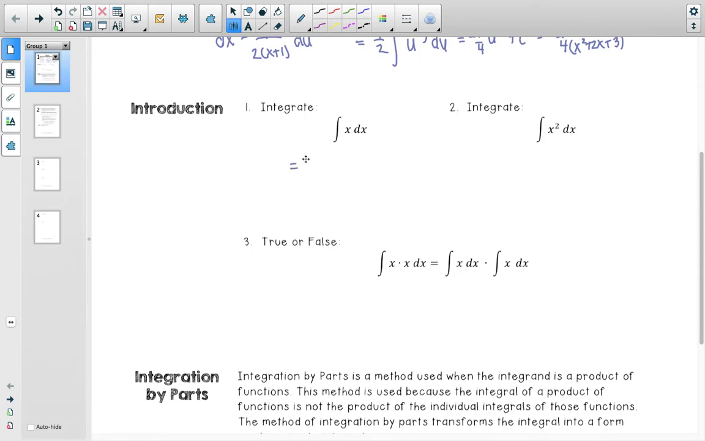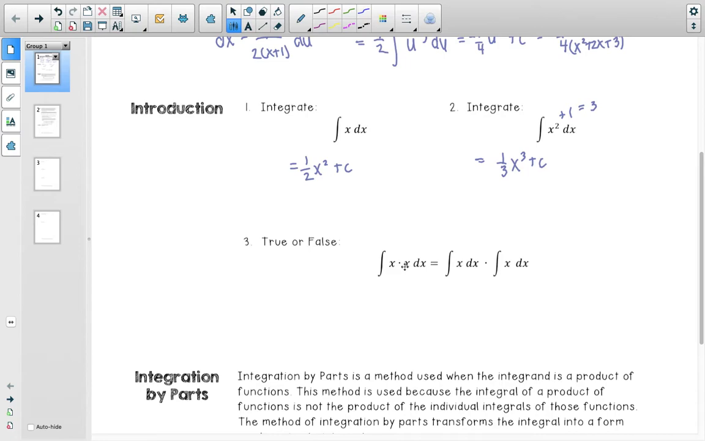So if we integrated that x, we get 1/2 x squared plus c. Agreed? If we integrated this x squared, we add the 1, that gives us 3. The reciprocal to that is 1/3. So we get 1/3 x cubed plus c, right?